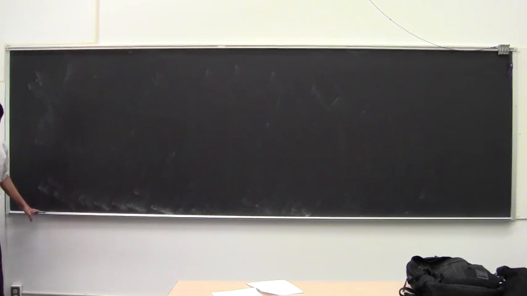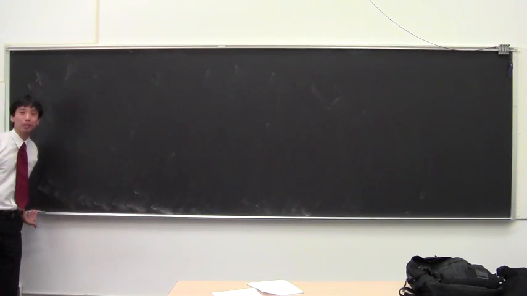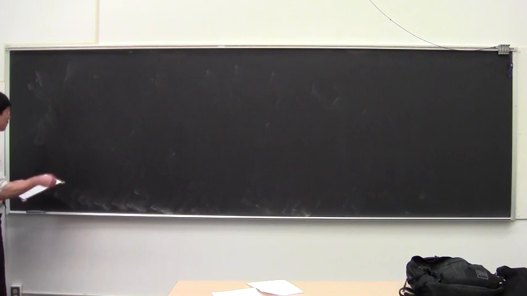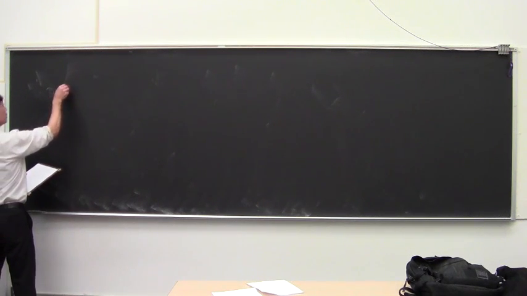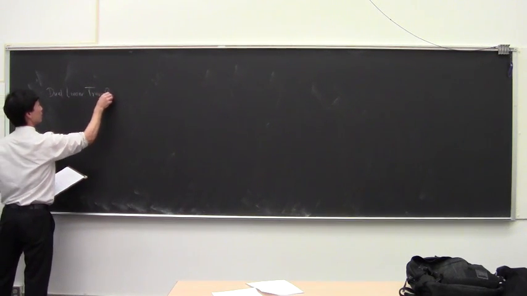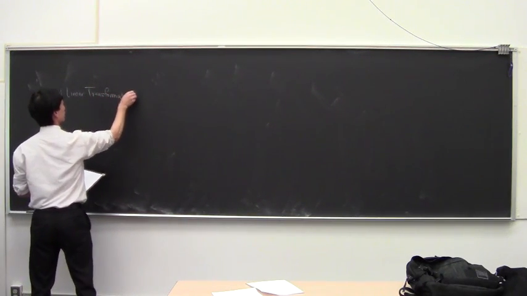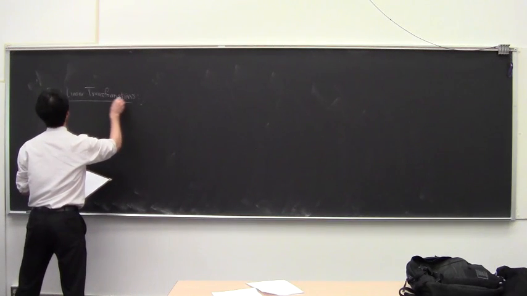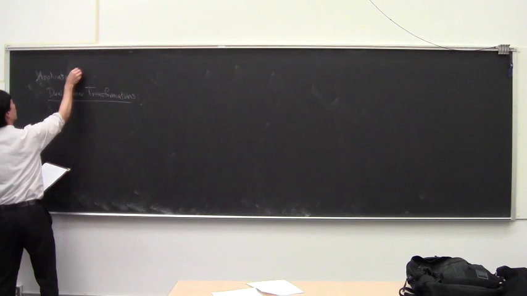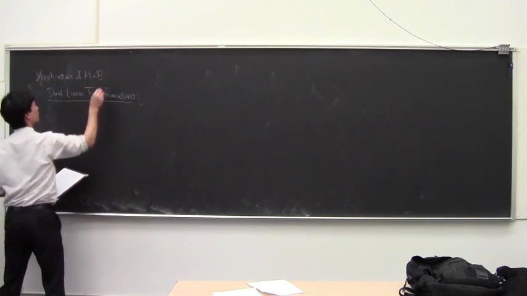Okay. So now we're going to do applications of the Hahn-Banach theorem. So this will be fun, I hope. The first application is to the notion of dual linear transformations on Banach spaces.